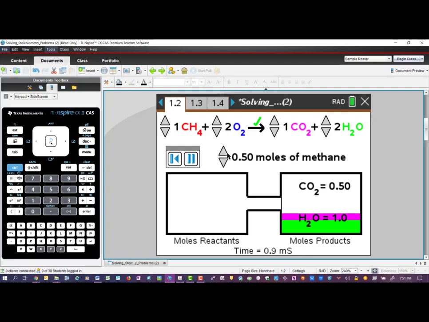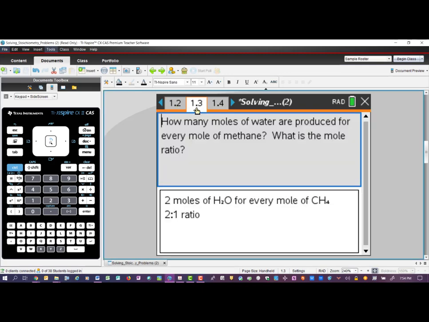Those are easy when you're using easy numbers like 1, 0.5, and whole numbers. So let's go to another problem and some other examples, and let me show you how you will do actual calculations to do stoichiometry on this. I'm going to move to page 1.3, and let's see the question here. How many moles of water are produced for every mole of methane? And also, what is the mole ratio?